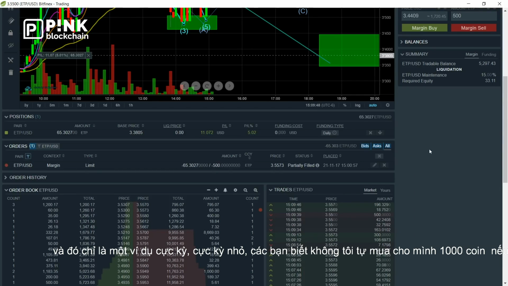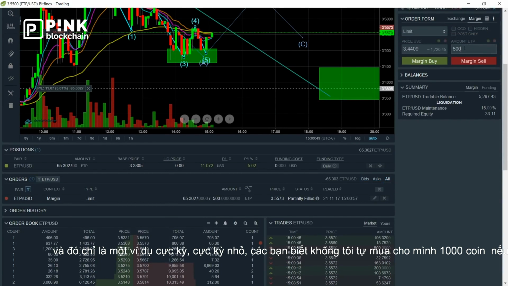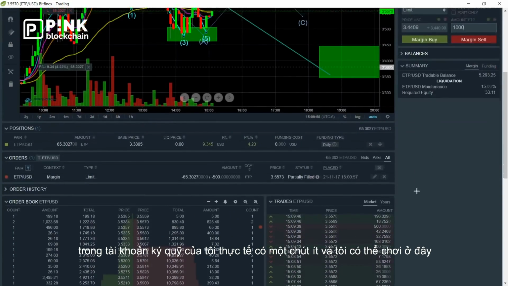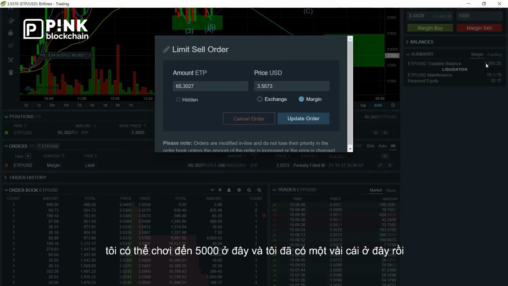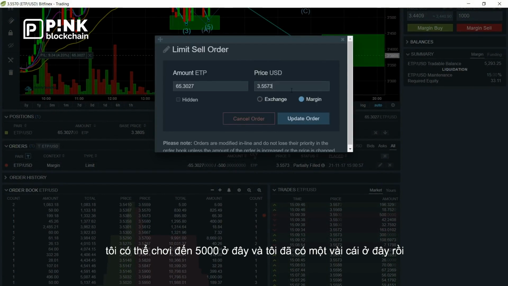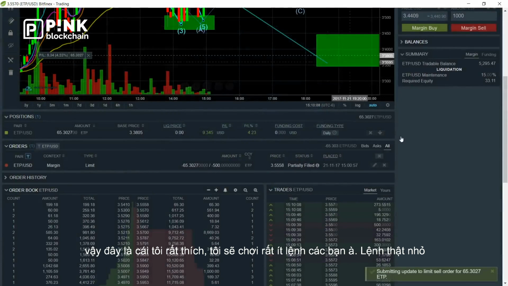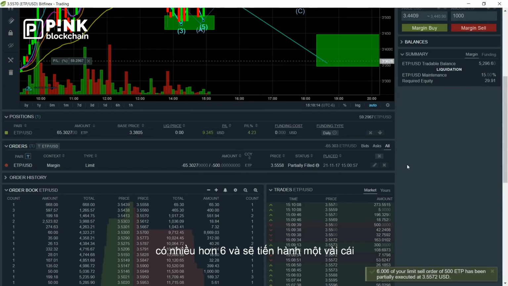And that was just a tiny, tiny example. I could have bought myself like 1,000 coins if I wanted to play like a $3,000 position. In my margin account, I actually have quite a bit that I can play with here. So I can play up to 5,000 there, and I got some in there already as well. 5,558. So this is what I do. Like, I'll play very small positions, guys. Small positions, and there you go. There's six more getting executed.